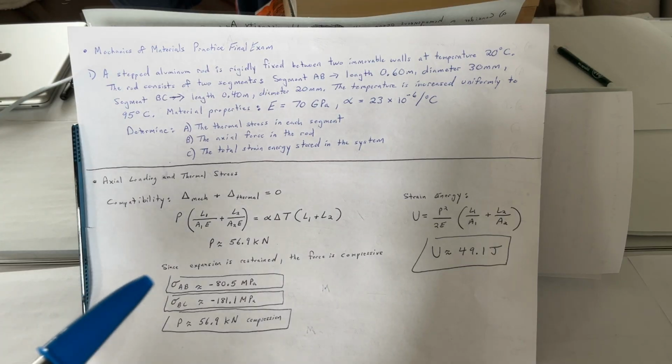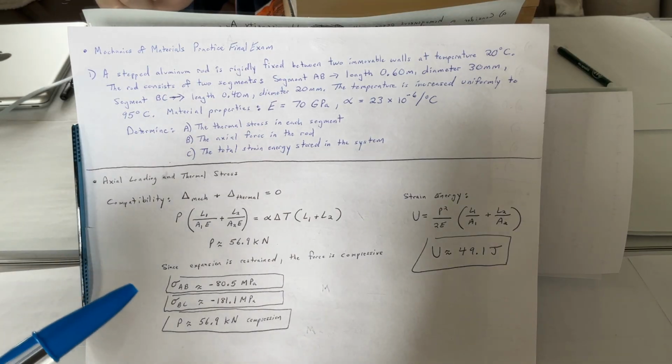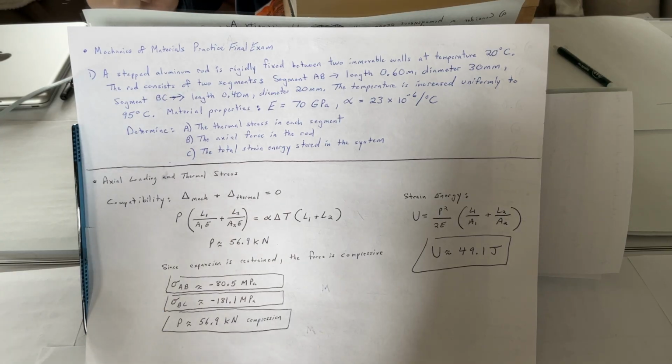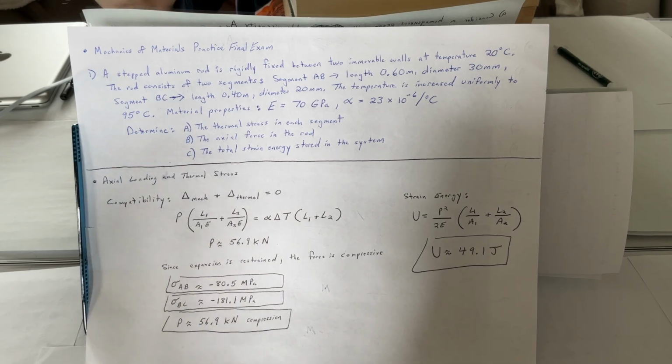Okay, so since expansion is restrained, the force is compressive, and if we do the computation, we're going to wind up with sigma sub AB. That's going to be negative 80.5 MPa. Sigma sub BC, that's going to be about negative 181.1 MPa. And our P, as we said before, is 56.9 kN compression.